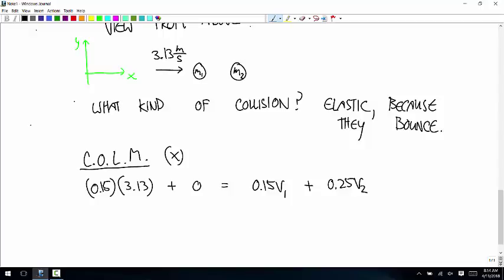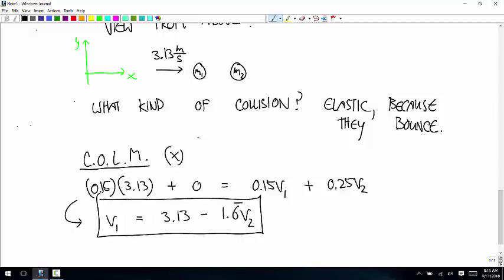What's 3.13 times 0.15? 47, okay. And then divide, so 0.4695 or whatever, divide by 0.15 so we can get the V1 by itself. Okay, so this is 5/3. Okay, so V1 equals 3.13 minus 1.6 repeating times V2. Okay, that's our first equation.